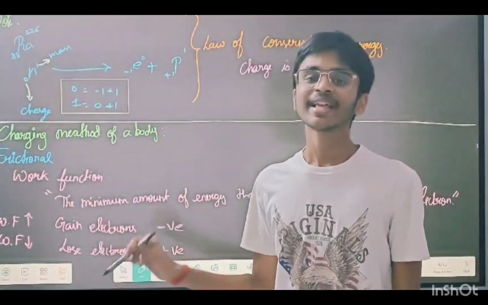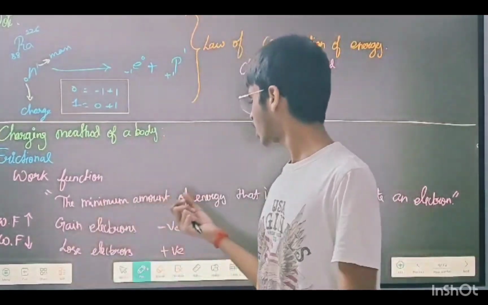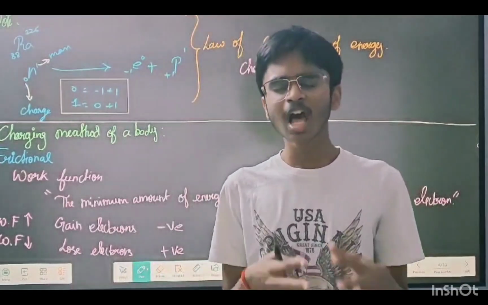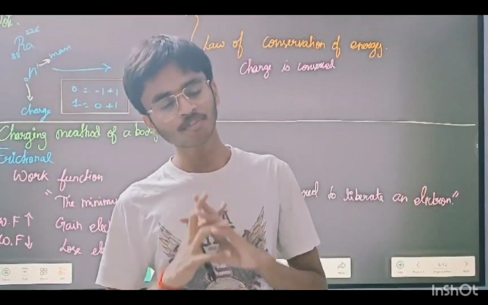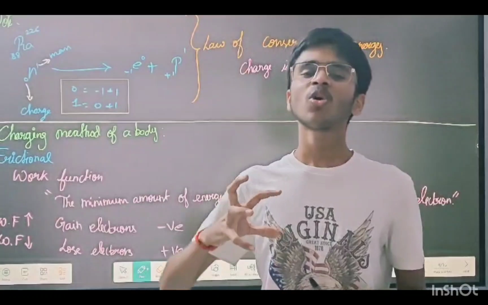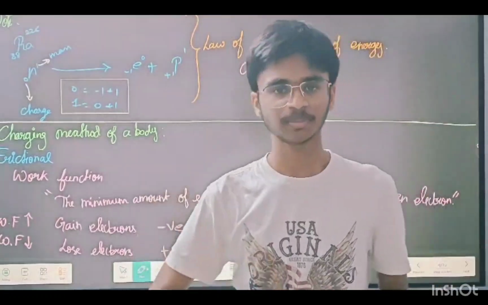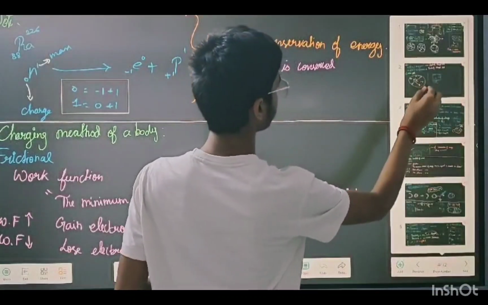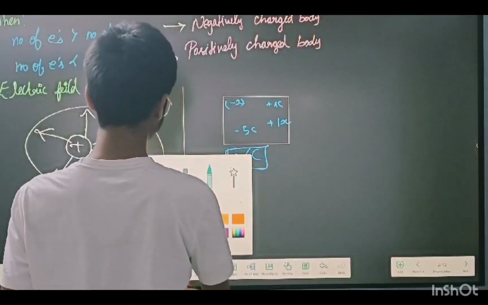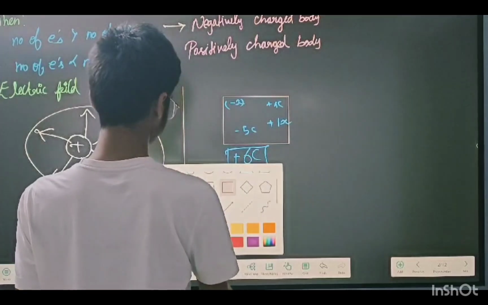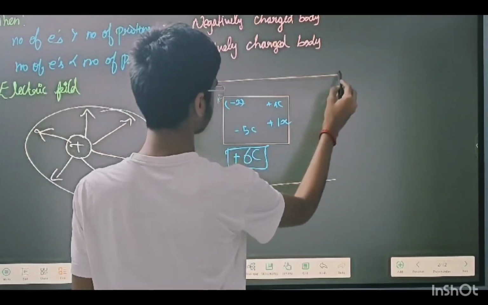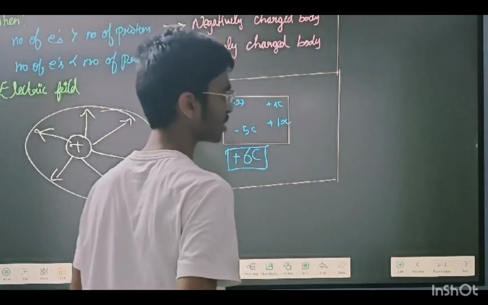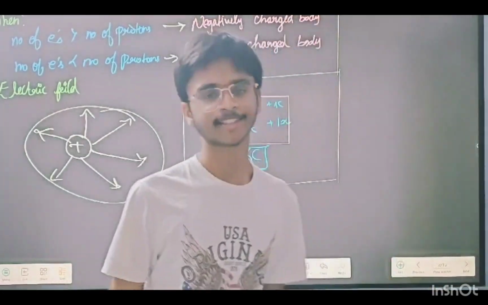Work function is the minimum amount of energy that is required to liberate an electron. That means some amount of energy is required for every item in this world in order to liberate an electron. I don't think this is in our NCERT book, or most of your teachers will not have said. Since it is a seminar, you can learn a lot, I think.